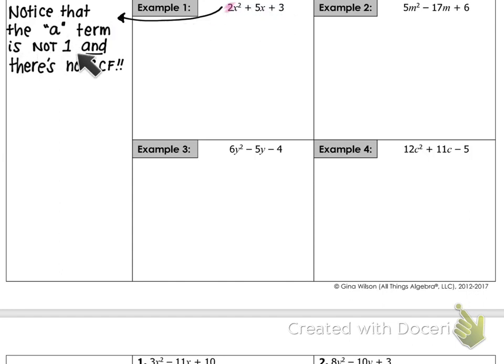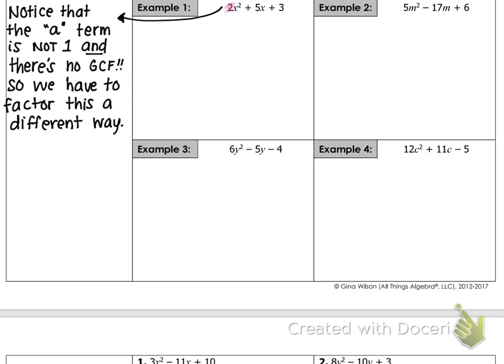The a term is not 1, and there's no GCF. So usually what we're used to is if there's a 2 here, we could take out a 2 out of all these terms. But we can't take out a 2 out of 5 or 3. So in this case, we have to factor this a different way.